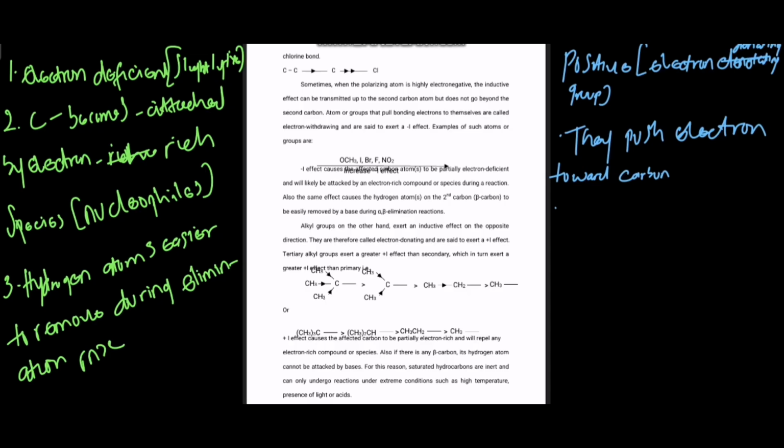A very good example of this group I want you to take note of is the alkyl group. Yes, a very good example of a positive inductive effect, that is an electron donating group, a group of atoms that shows a positive inductive effect, is the alkyl group.